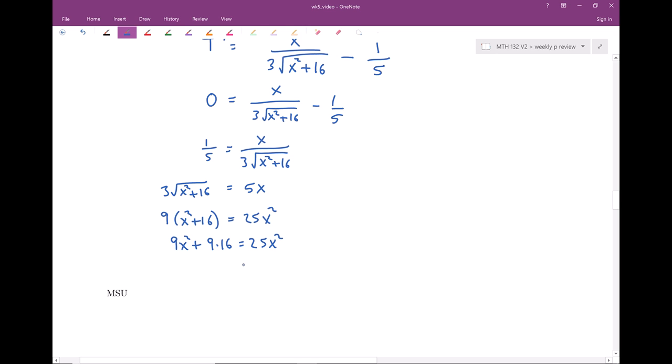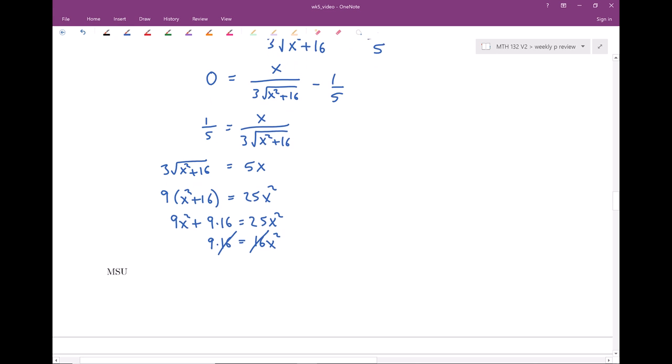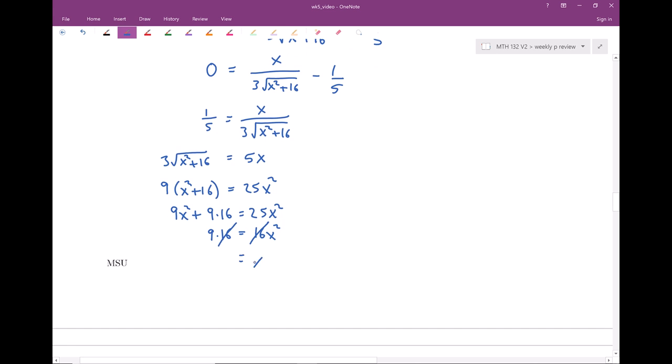And now let's go ahead and subtract. If I have 25x squared and I subtract away 9x squared, that's going to give me 16x squared, and that was equal to 9 times 16. Oh, look, I don't actually have to know what that is. Those 16s now perfectly cancel, and I just have x squared is equal to 9. So therefore, x is equal to either plus or minus 3.